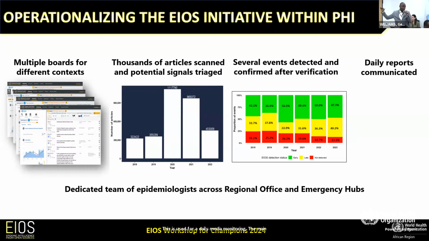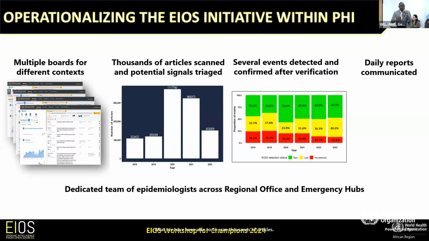But apart from this context of detecting new events in the African region, we also use EIOS for monitoring the trends of diseases and outbreaks. EIOS is also used to inform readiness actions in case we are at risk of being affected by an emergency. Since we've been using EIOS, we have been able to scan thousands of articles.